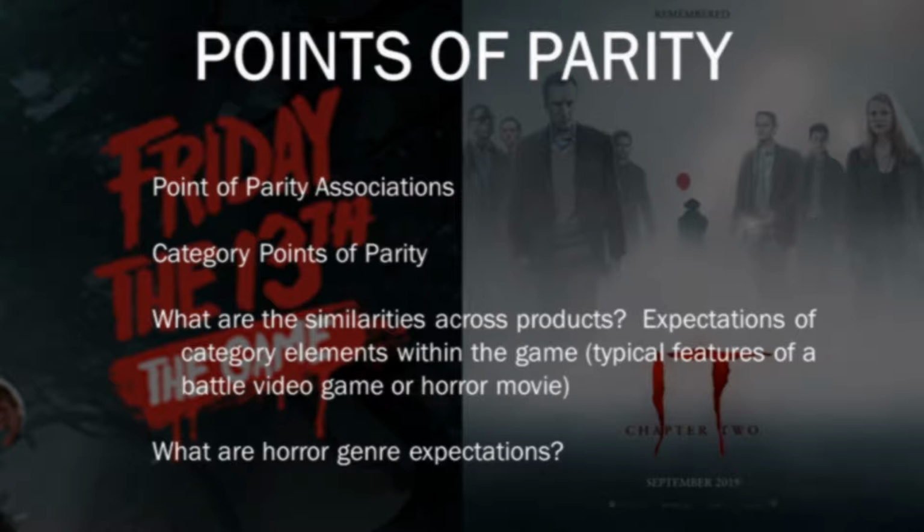So there are expectations, even though I have Friday the 13th, the video game, against It Chapter 2. They're in two different media categories. They both involve particular elements that are absolutely emblematic of the category itself, the horror category. Blood, violence, terror, a villain, a monster, people dying. All of these elements are incorporated into either the horror movie, It Chapter 2, or Friday the 13th, the game. And so we see these points of parity.